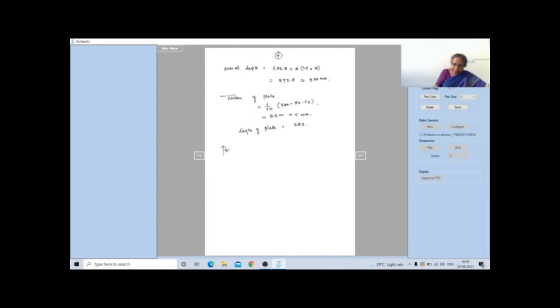So provide tie plate 280 into 300 into 5 mm on both the ends with the same step. So 6 bolts, you will get 6 bolts if you design the bolts, 6 bolts of 16 mm diameter.